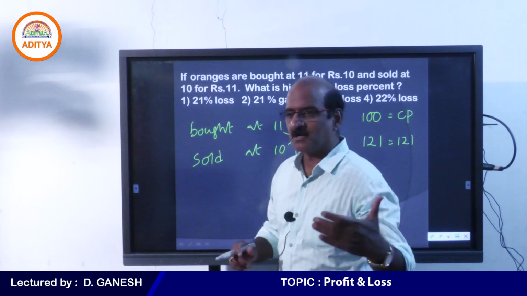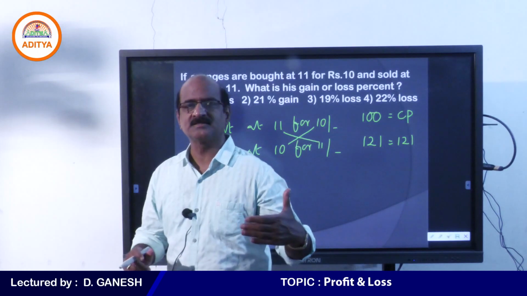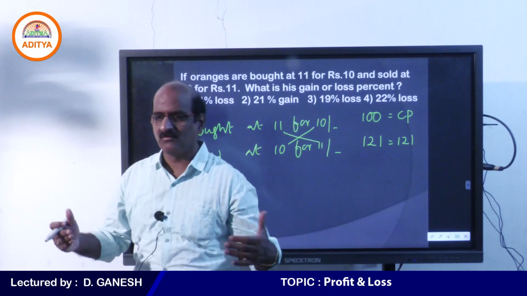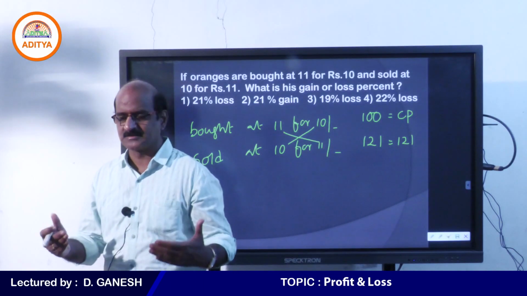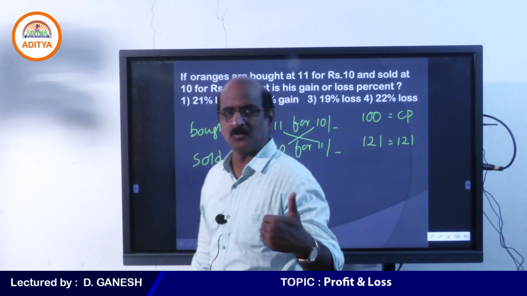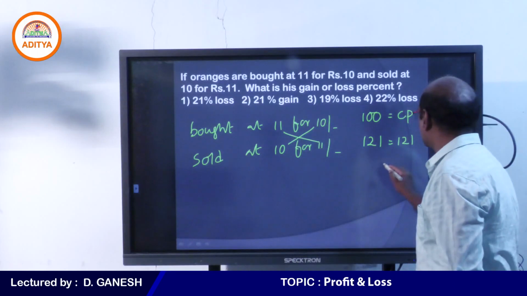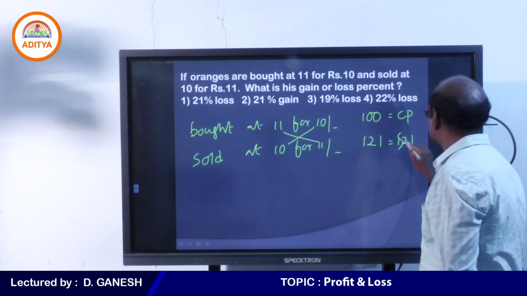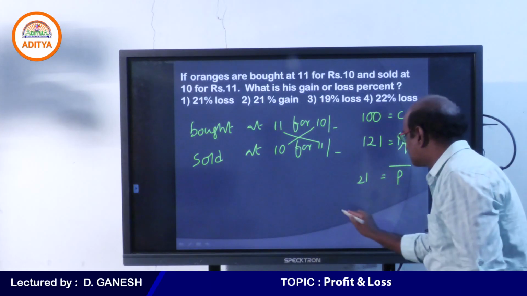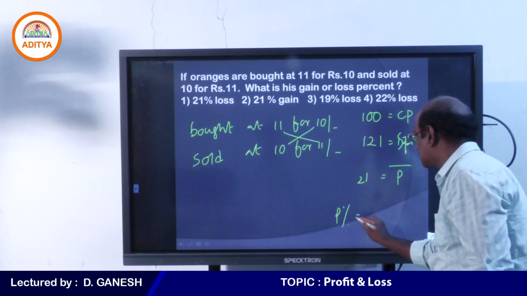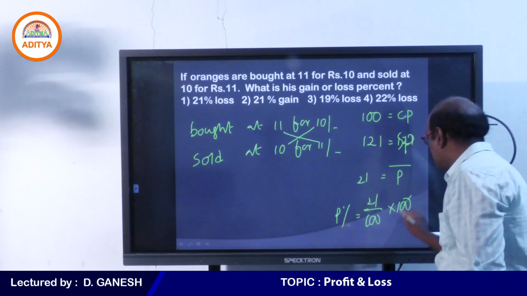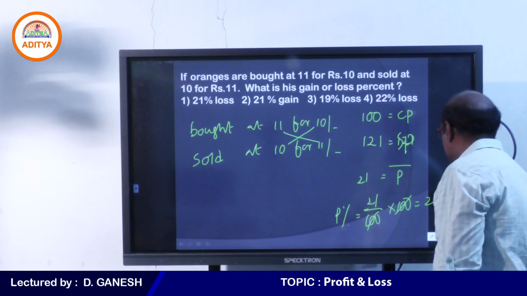Student, please let me know how I was able to decide 100 and 121 as cost and selling prices. Please comment why 100 is cost price. Selling price must be more. Very good. So the difference between these two prices is profit, and this is selling price. Profit percent is given by the formula profit by cost price into 100. So we declare that profit percent is 21%.